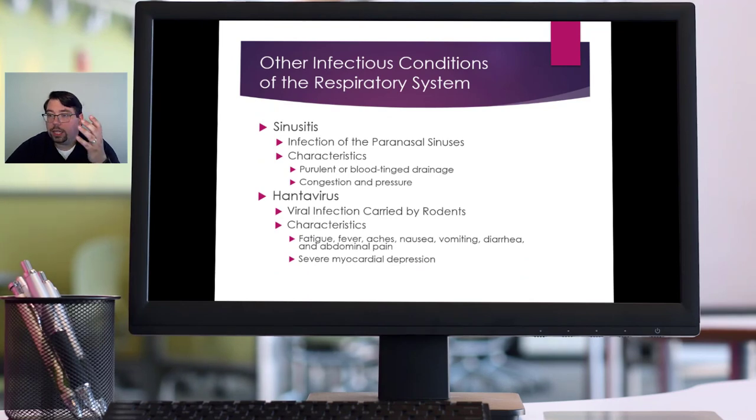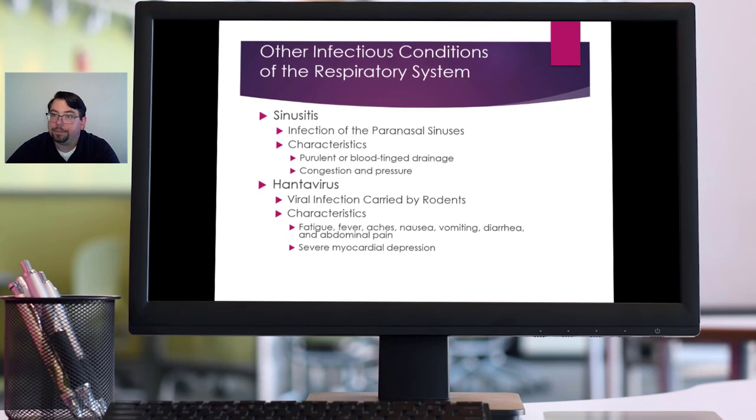Sinusitis, this is where the paranasal sinuses are infected. You may get a lot of drainage, a lot of pressure, maybe even some blood that may come out of that as well. The hantavirus, that's another infectious one. This one's carried by rodents, characterized by fatigue, fever, aches, nausea, vomiting, diarrhea, and abdominal pain. And it can lead to severe myocardial depression as well. The hantavirus can.